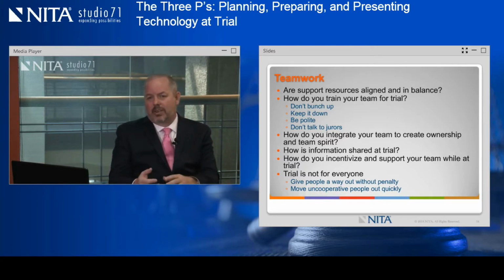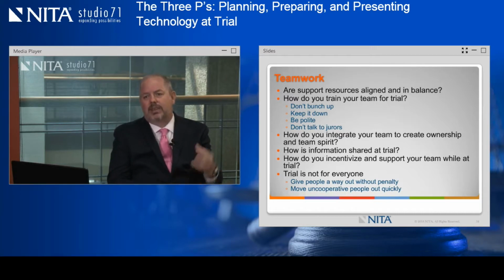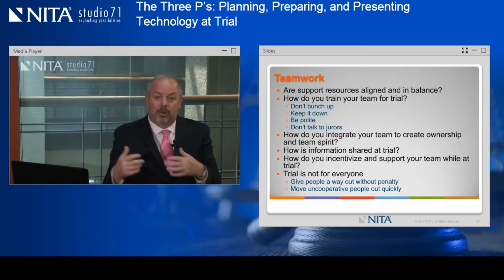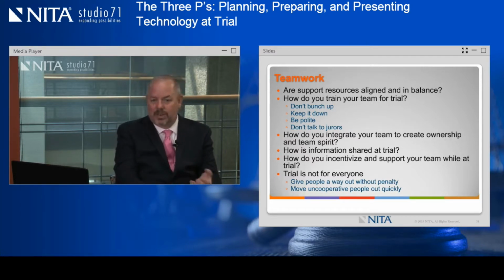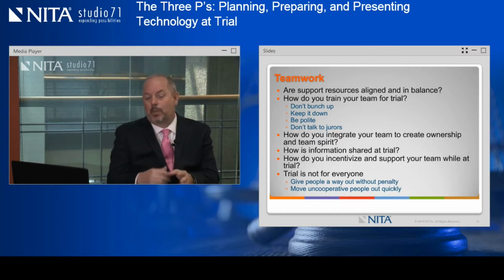So how is information shared at trial? It's very important that lead counsel in the case finds a way to push information down to their legal team members. And you can use a whiteboard or a designated person. You also want to make sure that there's a way to incentivize and support your team at trial. So it's not for everyone. And you want to give people a way out without penalty, and you want to move uncooperative people out quickly because they quickly can poison a team.